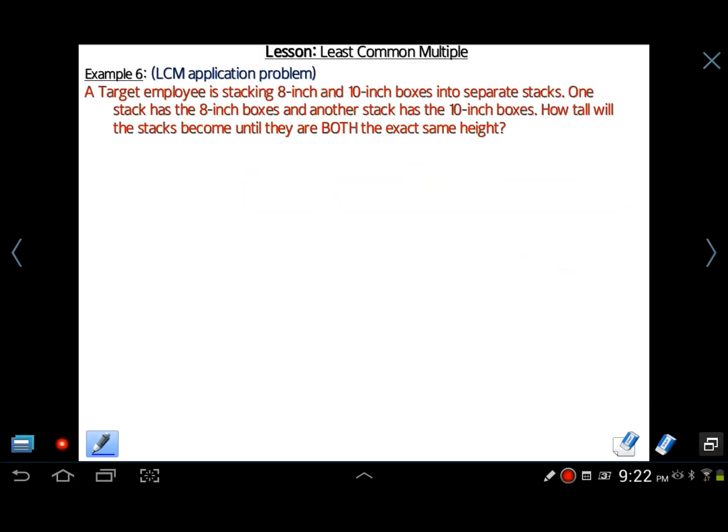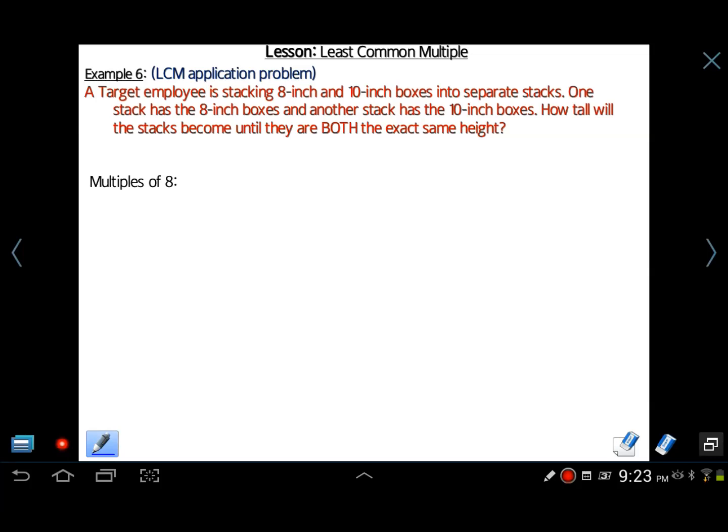Okay, here's your last example. This is an application problem that involves LCM. A Target employee is stacking 8-inch and 10-inch boxes into separate stacks. One stack has the 8-inch boxes and another stack has just the 10-inch boxes. How tall will the stacks become until they are both exactly the same height? So this is an LCM question.